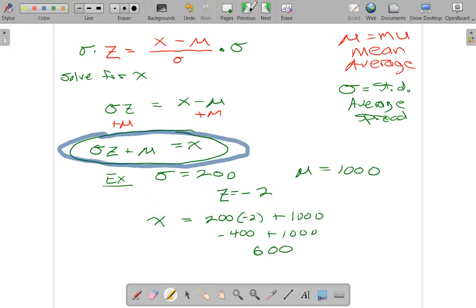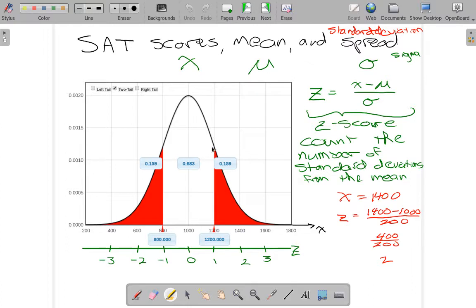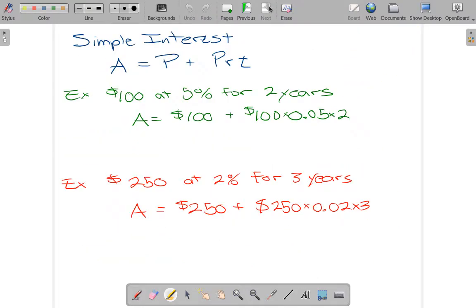Going back, we can see that if I am 2 standard deviations below average, that should go with a score of 600. Okay, so another example of solving a complicated formula. All right, one more example and we're out of here.